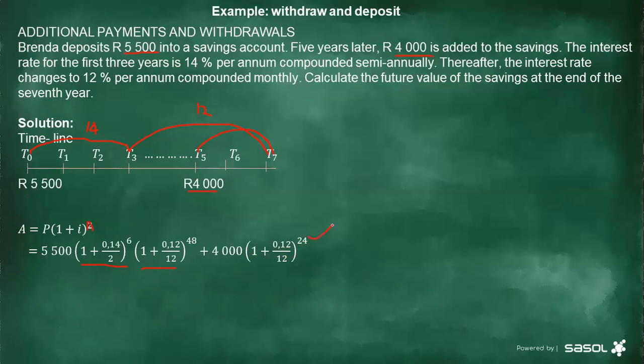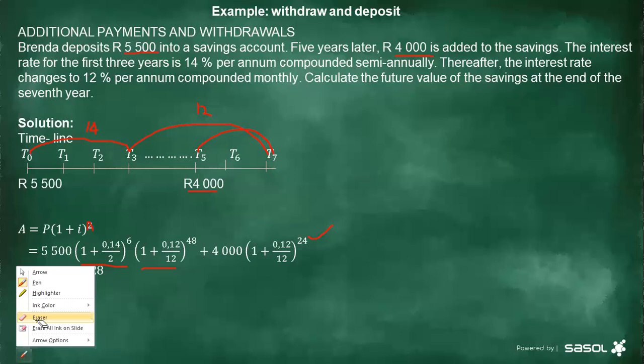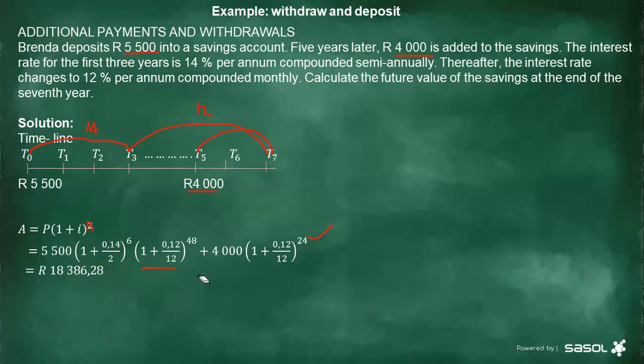Then you just press everything on your calculator, then you're going to get 18,368.28 cents. This is the amount of money that we are getting. All right. Let me just remove this. So that's how we should now answer this question. It was a very interesting question.